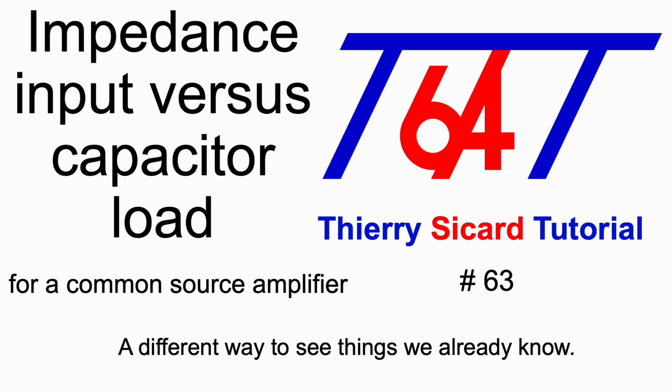Hello everyone, in this TerraCCAR tutorial number 63, the main target is to really understand and visualize why the input impedance of the common source amplifier changes from resistive to capacitive when the circuit is loaded with a capacitive load.